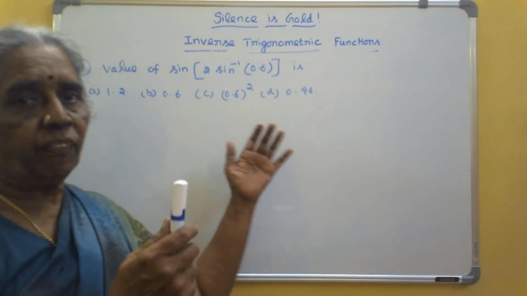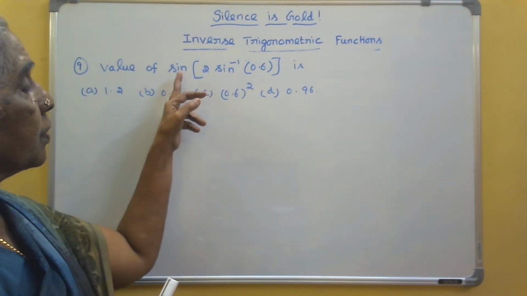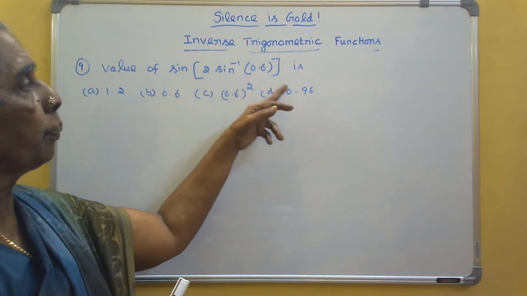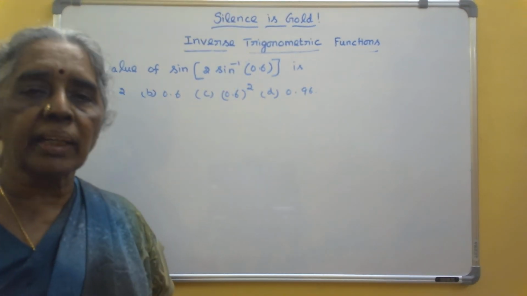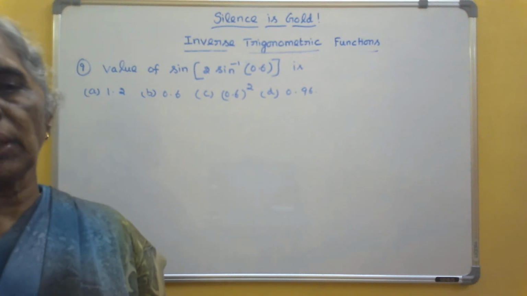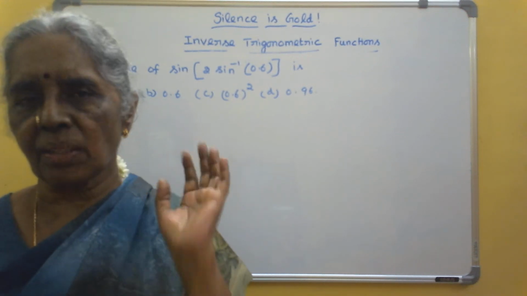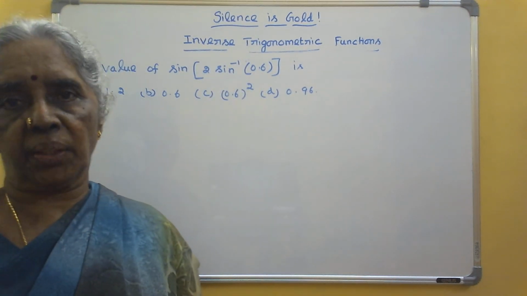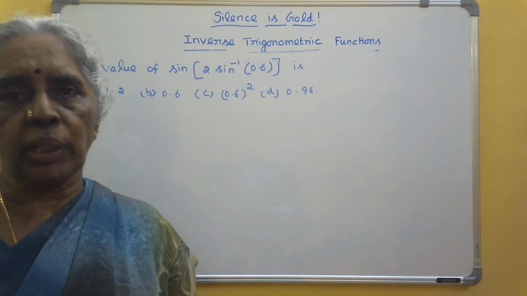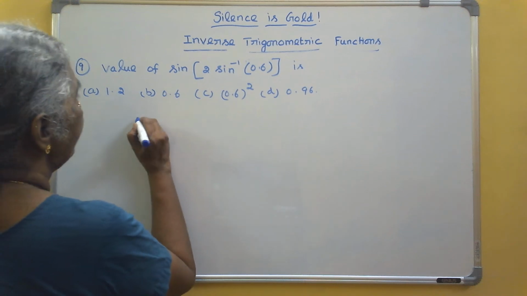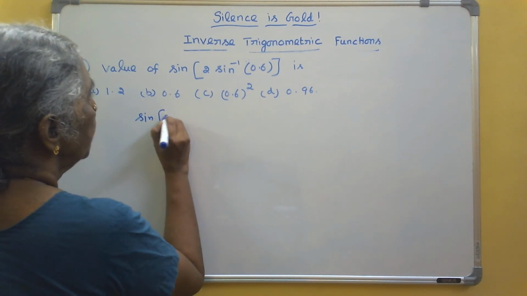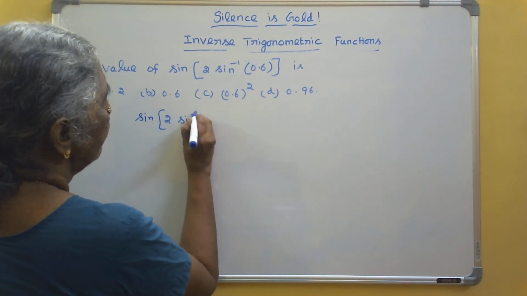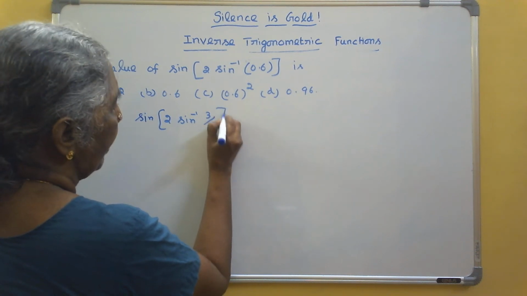Now this is a different model. Value of sine of 2 sine inverse 0.6 is, and 4 options are given. Actually there are 2 methods to do this sum. I will teach you the easiest one. First, I am going to convert the 0.6 into a fraction. It is 6 by 10, so 3 by 5. So now I write it as sine of 2 sine inverse 3 by 5.